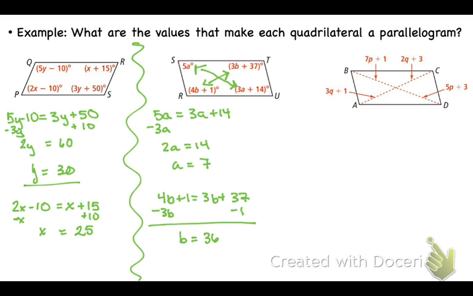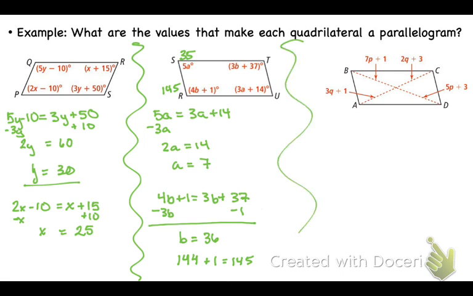Okay, did you guys get 7 and 36? Yeah. Okay, so how can I check and see if I'm right? Plug them back in. So 7 times 5 is 35. So this one down here better be 145, right? So 4 times 36, that'd be 144. Plus 1 is what? 145.